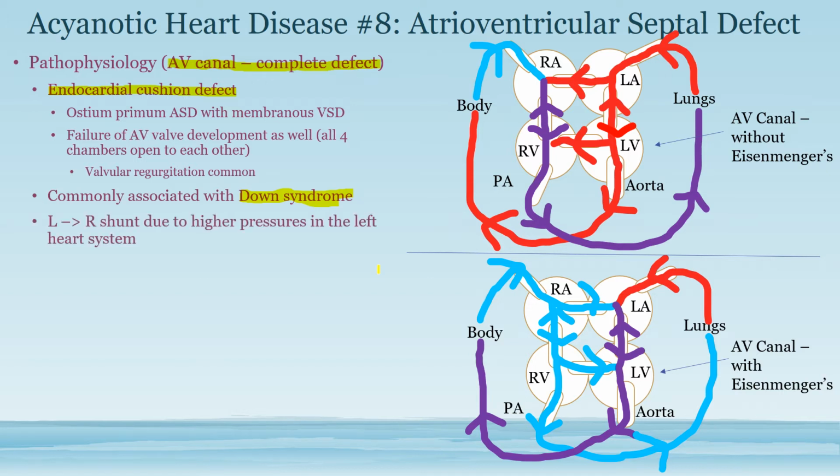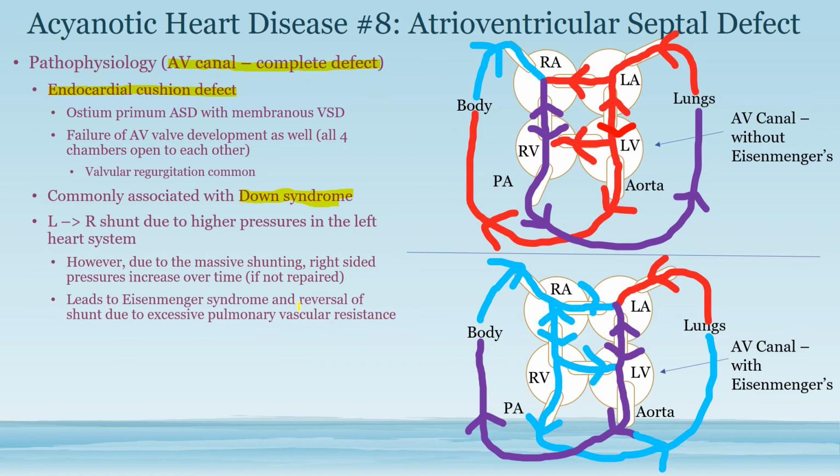It's a left to right shunt initially because of the higher pressure in the left heart system when you don't have Eisenmenger syndrome associated, but because there's so much blood shunting from the left side to the right side, you can overwhelm and overload the right side and the pulmonary vessels, and this can cause right-sided pressure to increase over time. And if right-sided pressures increase, what happens? Yeah, we talked about it before, Eisenmenger syndrome, and you get more pressure on the right side and then shunting of blood to the left, and we'll talk about that in this diagram here.